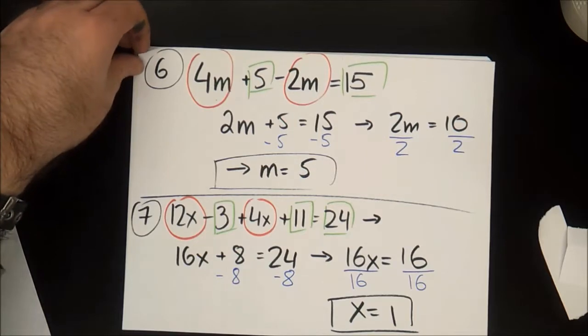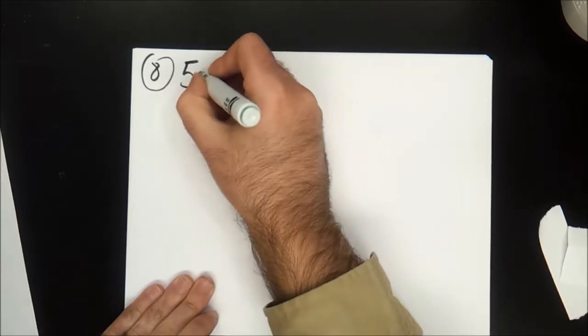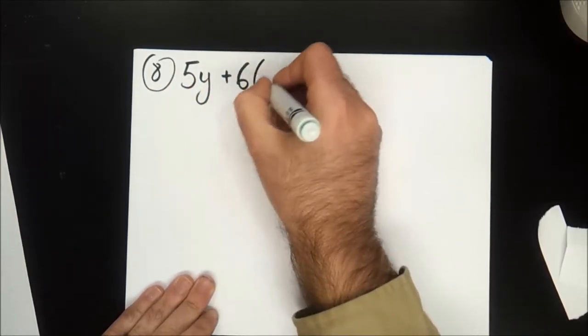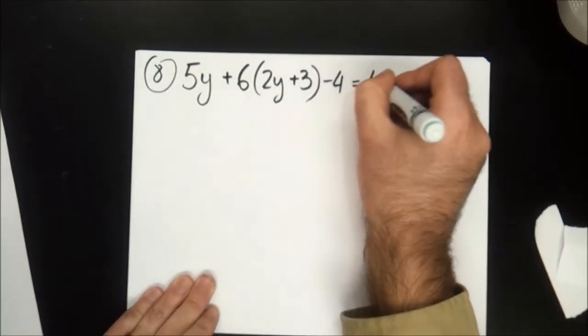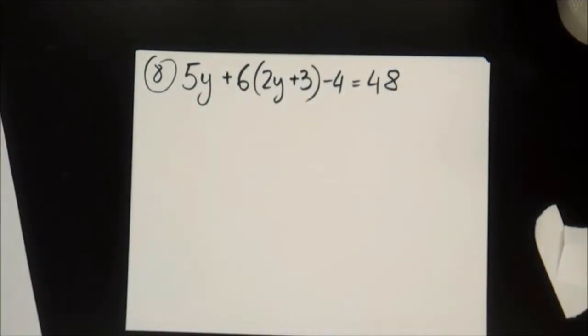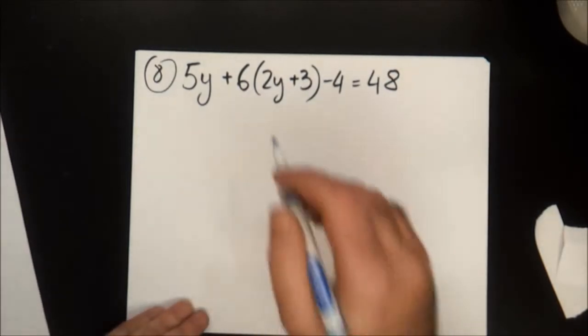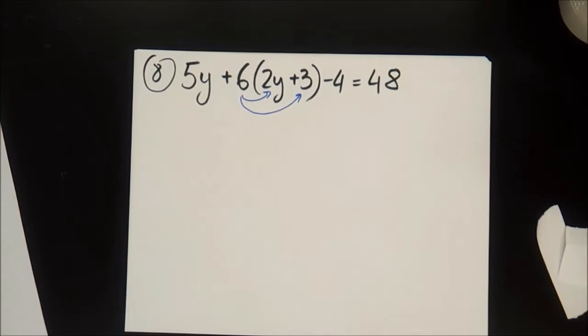Alright, moving on to number 8 now. Again, it says solve. So we have 5y plus 6 times 2y plus 3 minus 4 equals 48. Okay, that looks a bit tougher, but it's just a bit more work. Nothing bad. So just like before, parenthesis means we got to break down that parenthesis, and we do that by distributing whatever's outside of the parenthesis to whatever's inside. And when I say distributing, I mean multiplication.